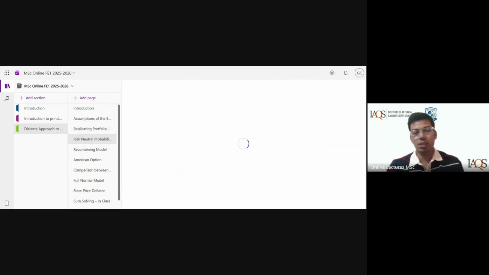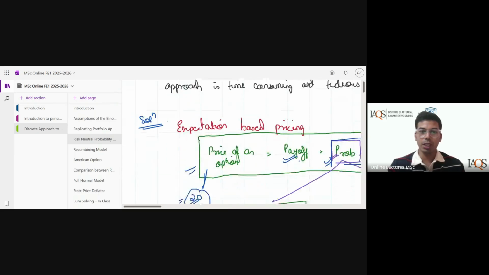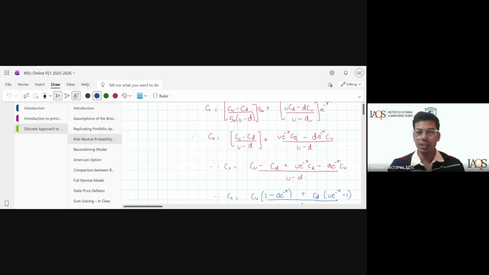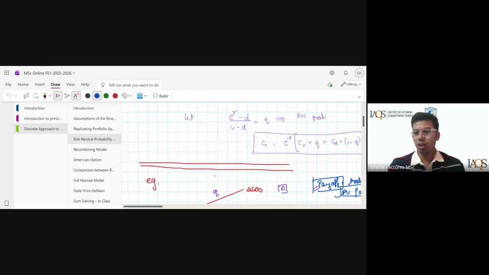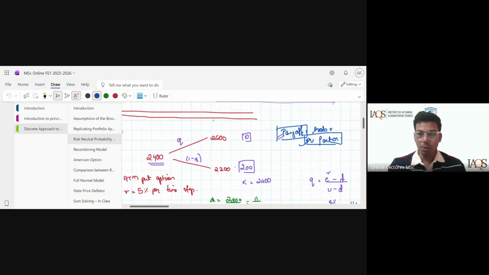Realize the limitations, went to the risk neutral probability approach, wherein we first derived the equation of Q, which is nothing but e raised to r minus d upon u minus d. That's the equation that we derived over here. The way you solved it is you construct your binomial tree, plot your payoffs, calculate your values of probability, bring it one time step back depending on payoff into probability into PV factor.